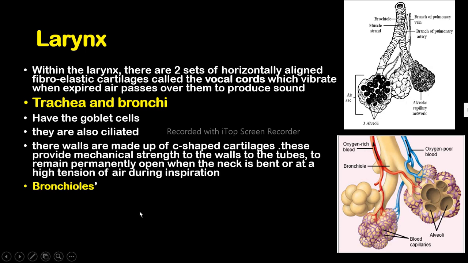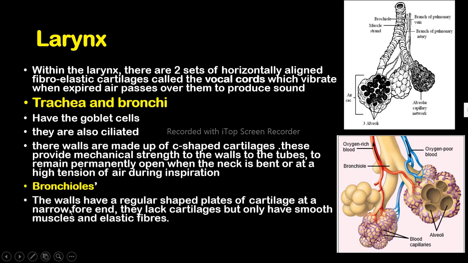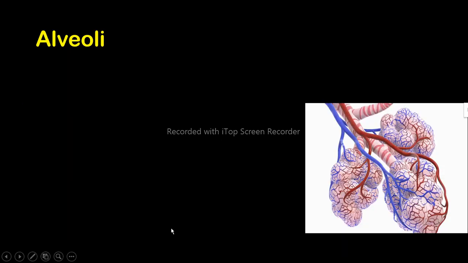Then the bronchioles, it's a fine network. The walls have irregular shaped plates of cartilage at the narrow ends, and they lack cartilage but have smooth muscles and elastic fibers. They have the goblet cells, and they also have the cilia, and so they are also surrounded with mucus. Then with your alveoli, you can have a look. It's really a dense network of sacs.